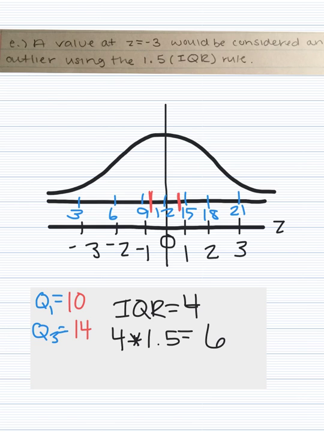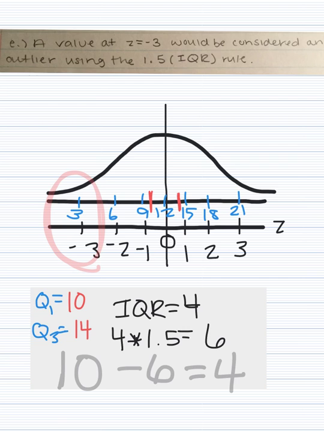Since we're looking for the z-score of -3, we have to do Q1, which is 10, minus 6, which equals 4. So that would mean 3, which corresponds to a z-score of -3, would be an outlier. So we know that part E is correct.